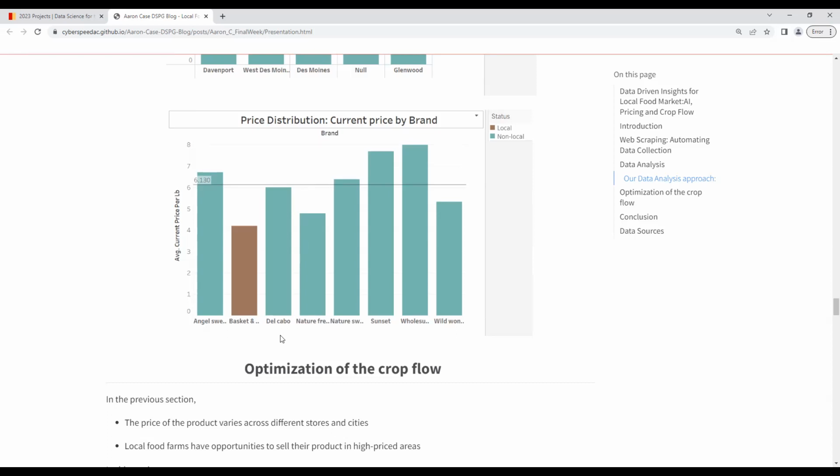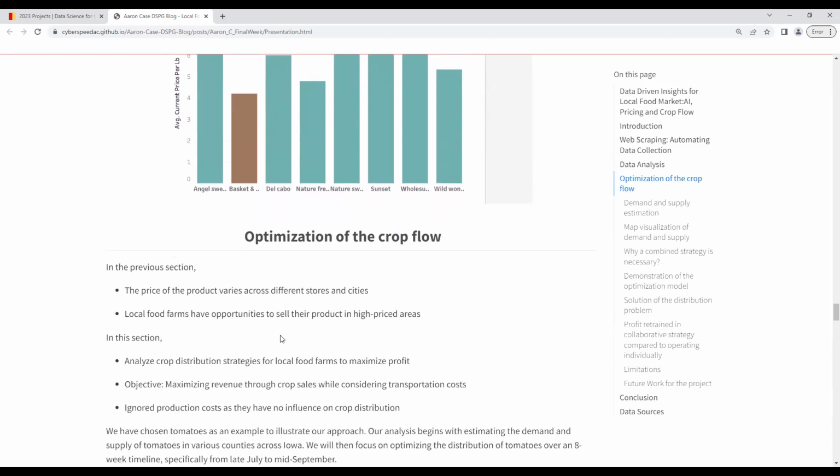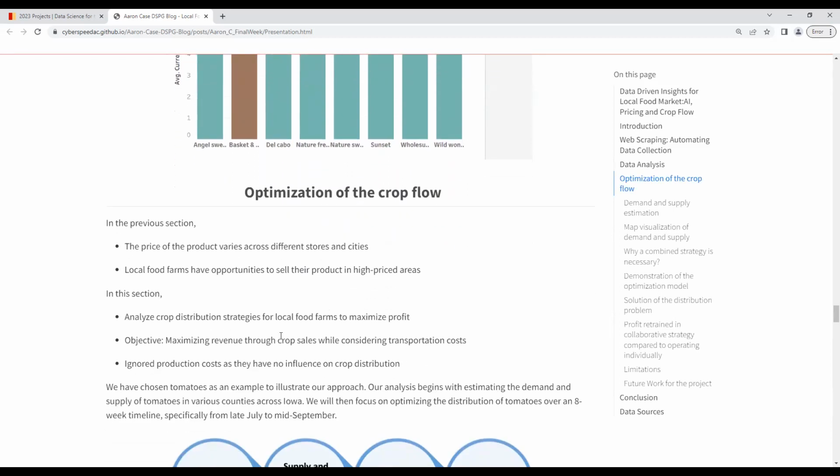I think for the next part, I would like to pass the mic on to Sadat. He's going to talk about the optimization of crop flow.